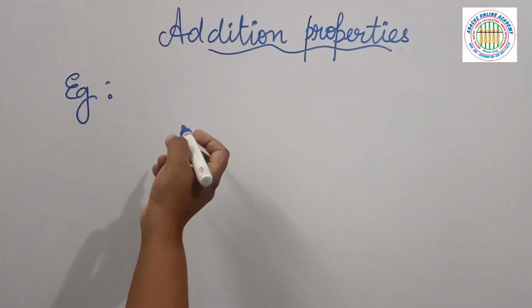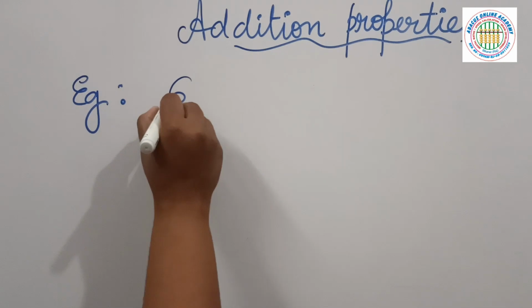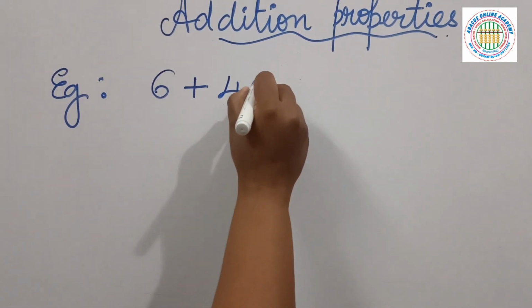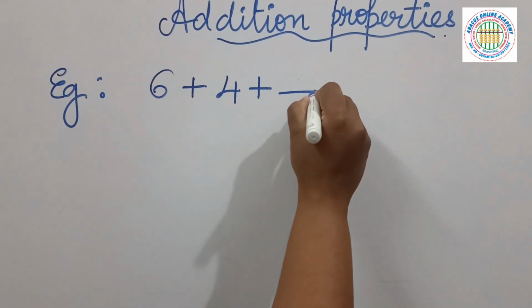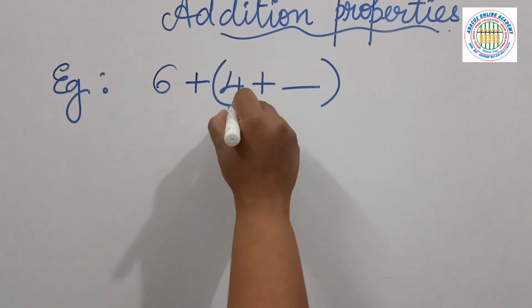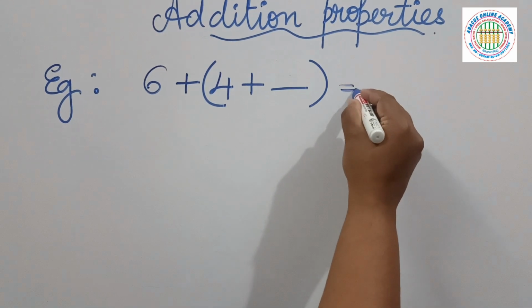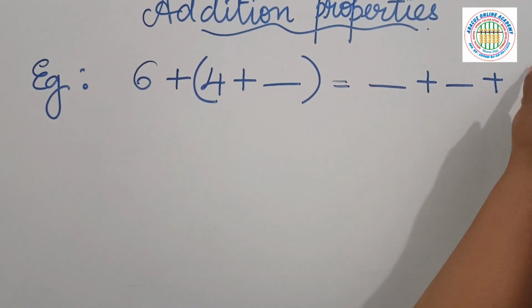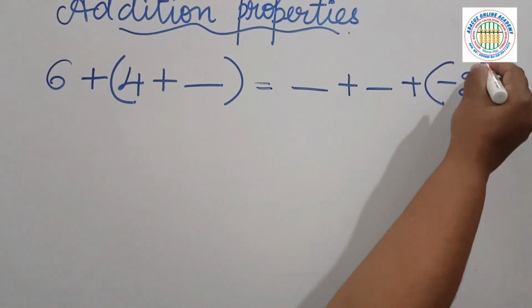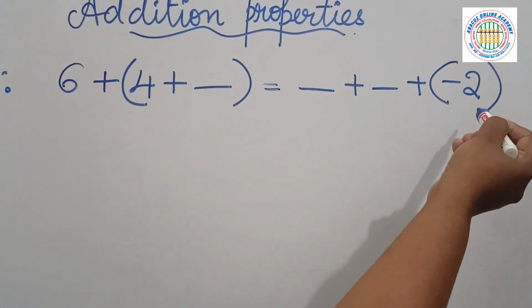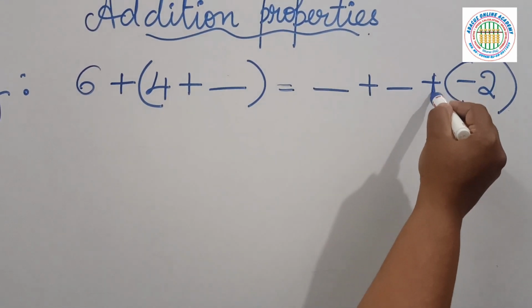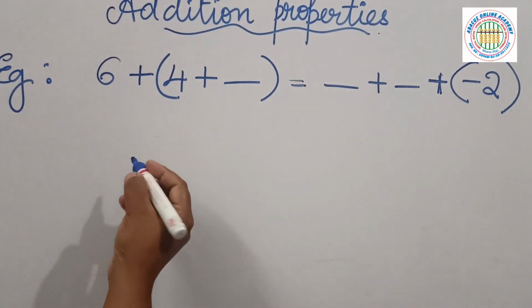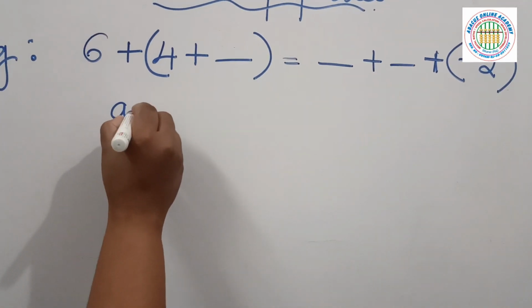Addition property, one more example. Okay, so 6 plus 4 plus dash, I hope you remember what property this is, is equal to dash plus minus 2. Okay, if you ask me why I put this bracket, it is because you have a plus here and a minus sign, that's why. Okay, what property is this? So we'll find out. It is associative.